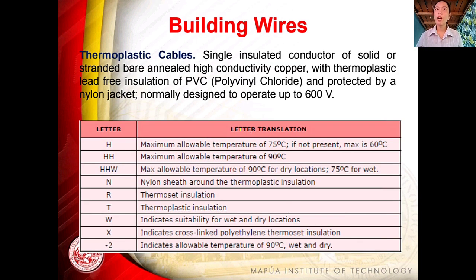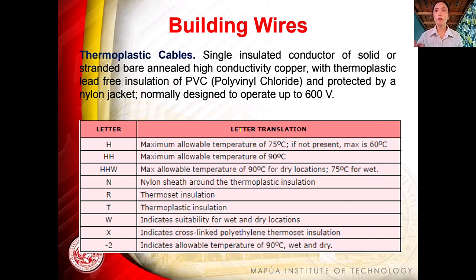Next is building wires. Thermoplastic cables are single insulated conductors of solid or stranded bare annealed high conductivity copper with thermoplastic lead-free PVC insulation, protected by a nylon jacket, normally designed to operate up to 600 volts. So here's our building wires letter and letter translation.